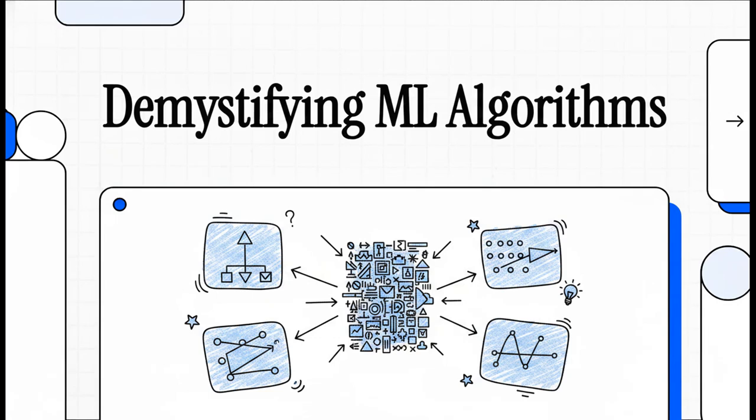Look, if you've ever stared at a dense, jargon-packed machine learning cheat sheet and thought, where do I even start? You are definitely in the right place. Today, we're taking all that overwhelming info and transforming it into a clean, easy-to-understand visual map. All right, let's just dive right in.